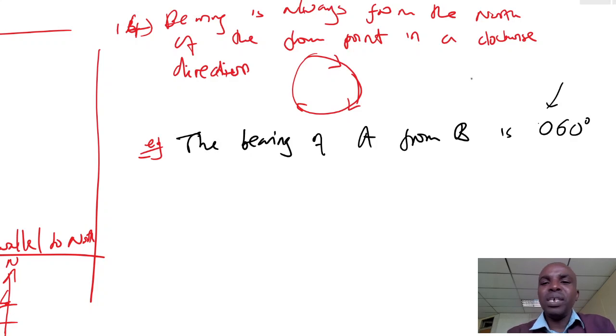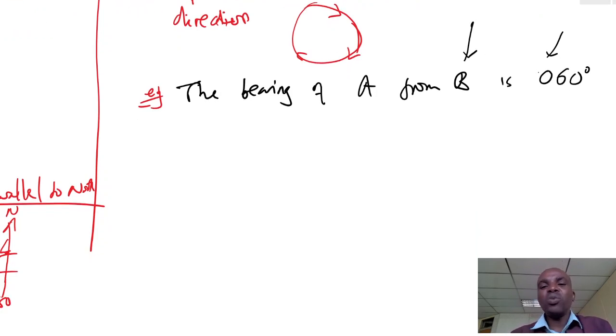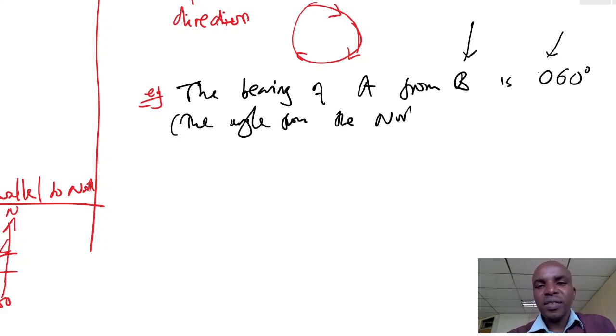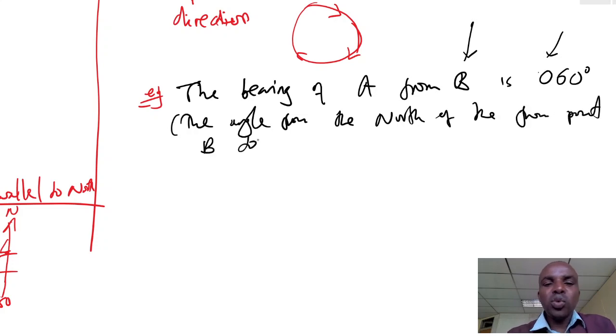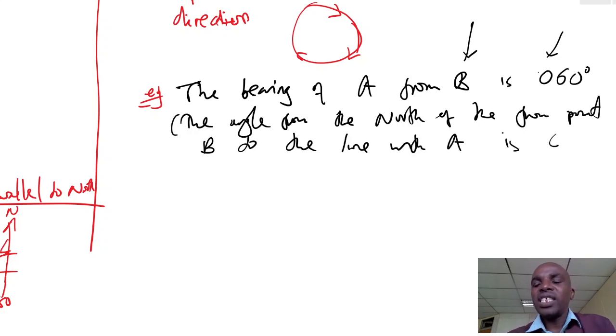What is my front point? It is B. This means the angle interpretation: the angle from the north of the front point, which is B, to the line with A, is 60 degrees. A and B, take note, are places on level ground, like the ones I've used, Zimbabwe and China. So A is Zimbabwe and B can be China. So from the north of B, that's the north of the front point, in a clockwise direction, this angle will be 60 degrees.